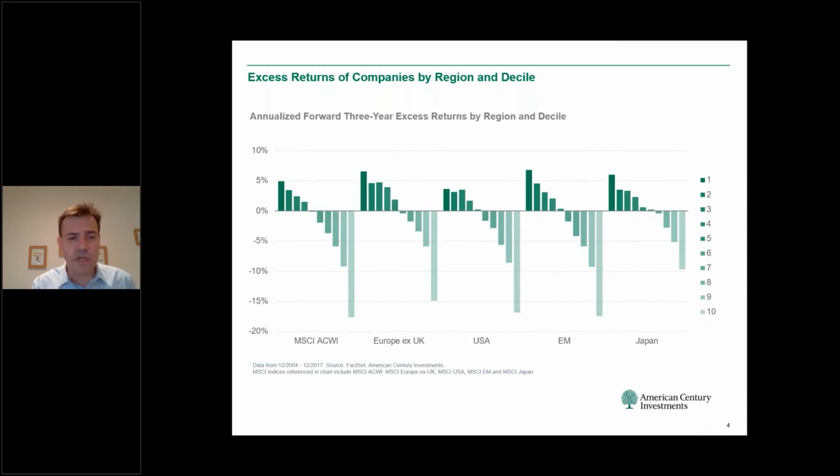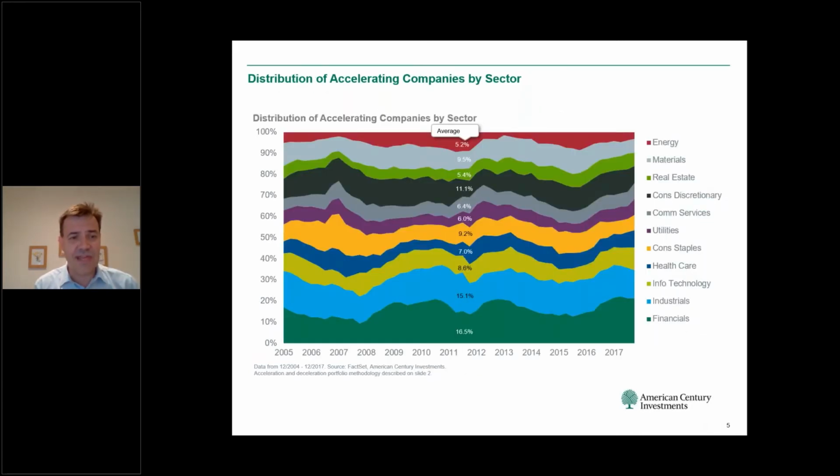And what we also wanted to do was look at the distribution of earnings acceleration by sector as well. So on the next slide, we can see the sector composition of an earnings acceleration portfolio over time. This chart shows some of the results that were probably most surprising, certainly to me, in terms of the expectations that we had. So there are a few things here to unpack.